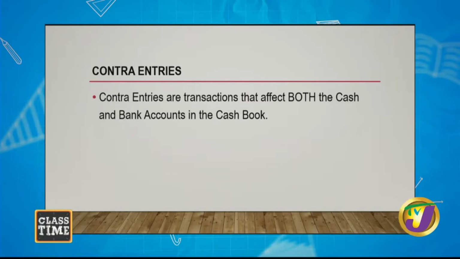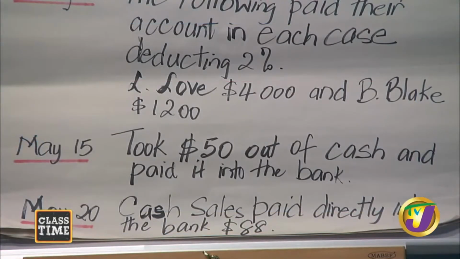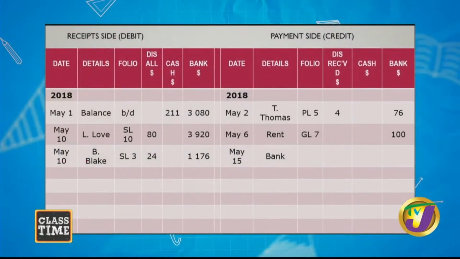So, on May 15, a contra entry did take place because we took out of the cash and we paid it into the bank. Boom. All right, how do we treat that now? We first took it out of the cash. So we are paying out of the cash. It therefore means that you're going to go on the payment side for cash, and you will write your date, May 15, and you're going to put in your details, bank.